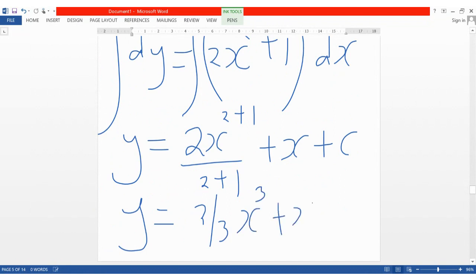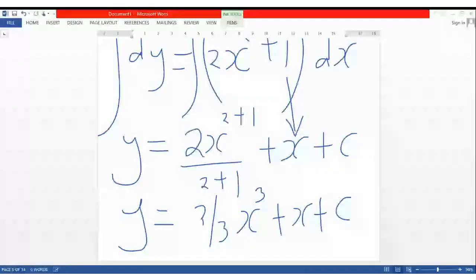So when you integrate 1, you'll always get x. That's what we have said. So the same procedure will apply.